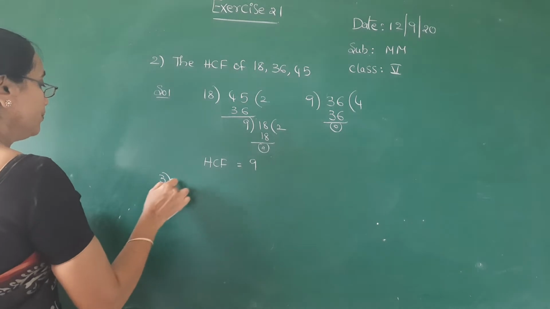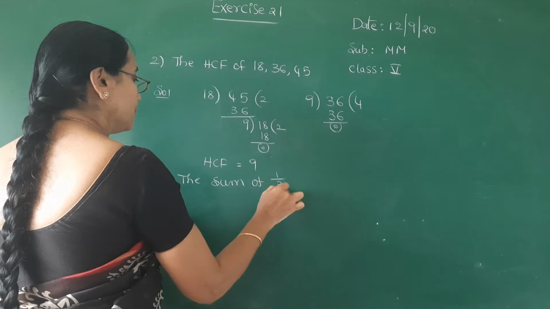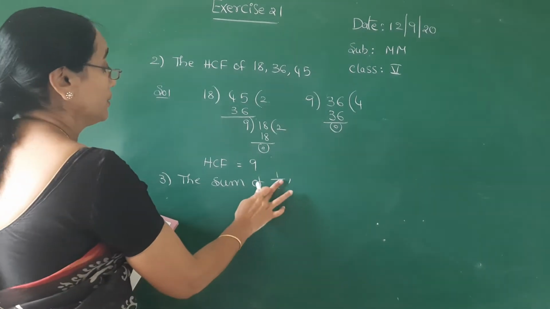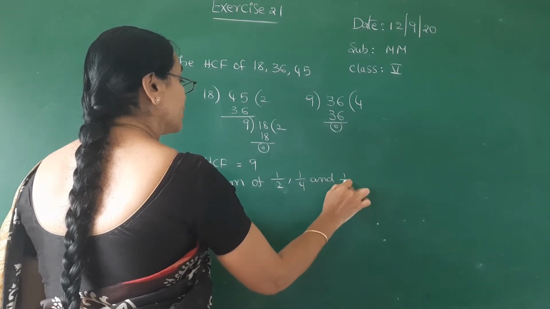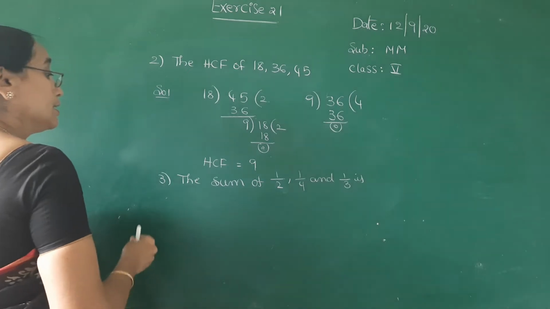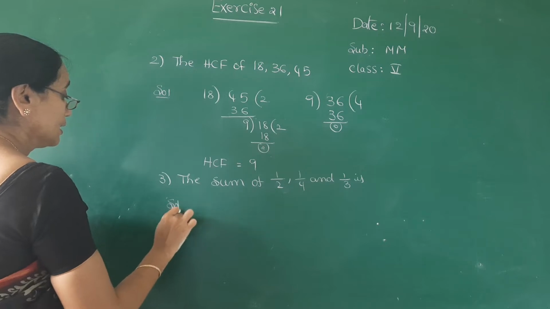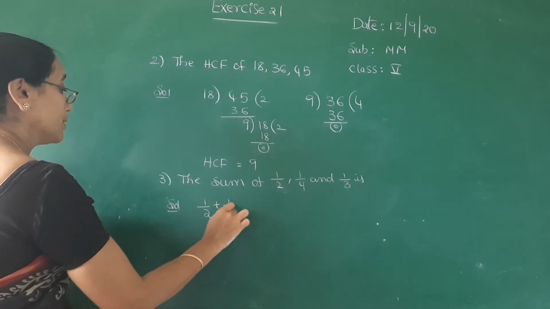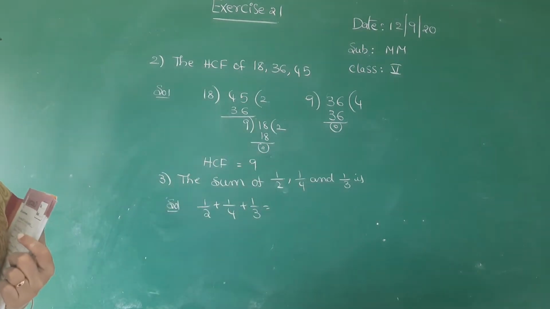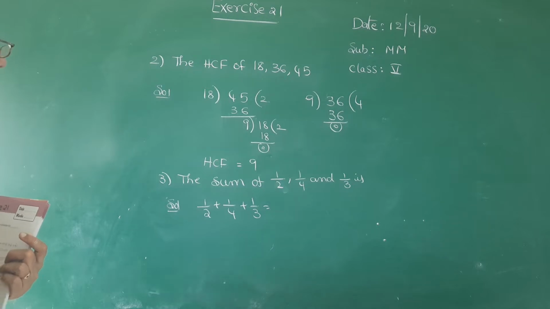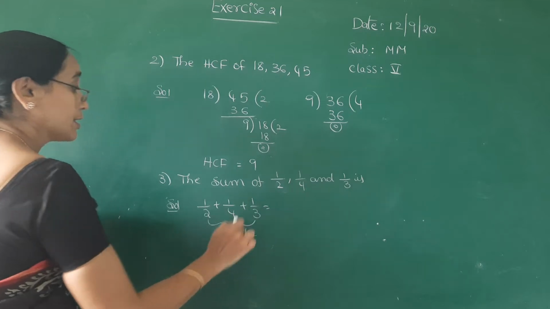And next, third problem, the sum of 1 by 2, 1 by 4 and 1 by 3. So here they are asking to add the fractions. Those are 1 by 2 plus 1 by 4 plus 1 by 3. Observe, these fractions are unlike fractions.